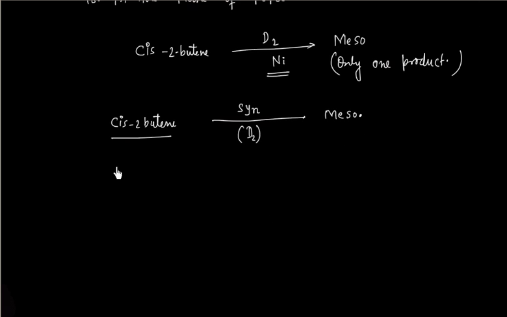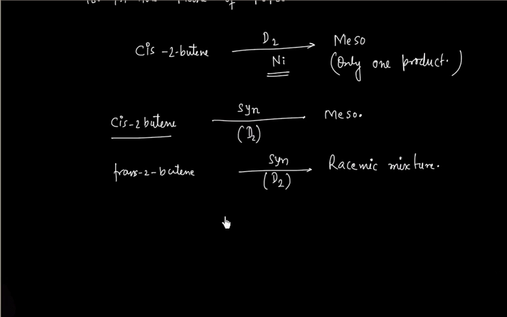One can show, if this is trans-2-butene and addition is syn, as in the case of deuterium, we will get a racemic mixture. So we will prove this one in another lecture.